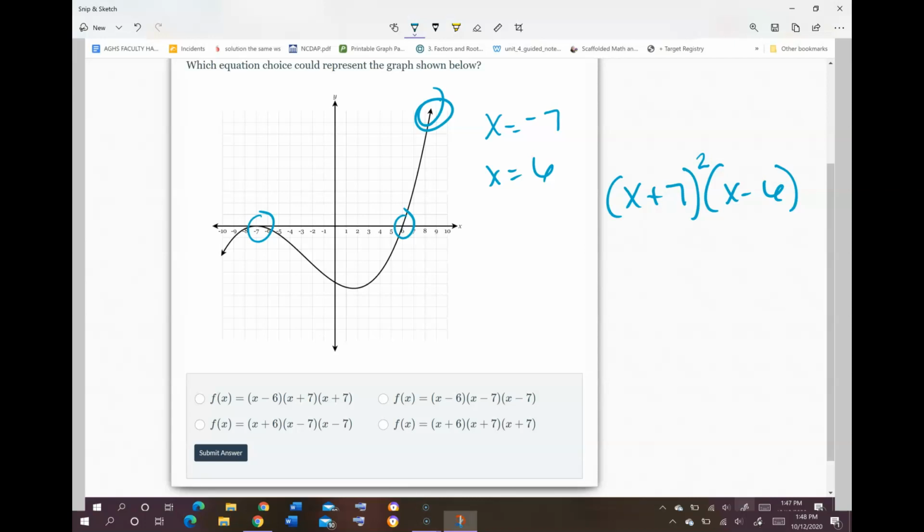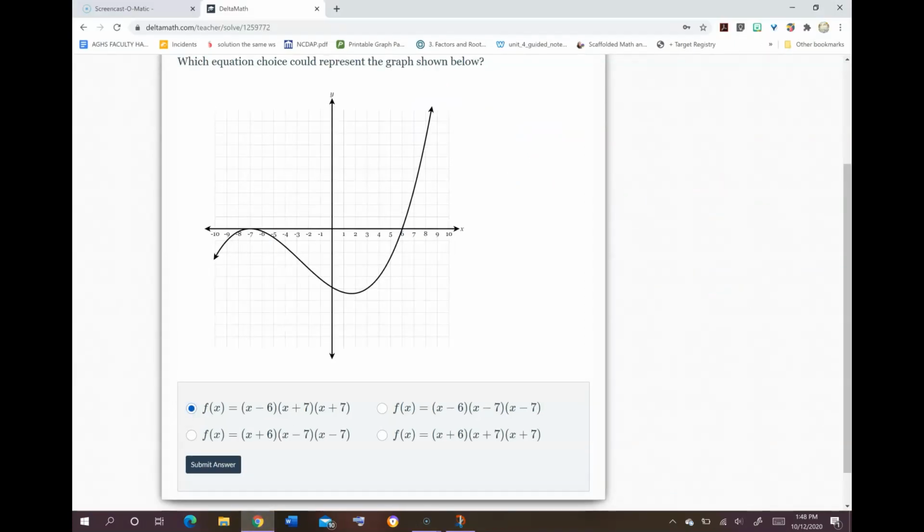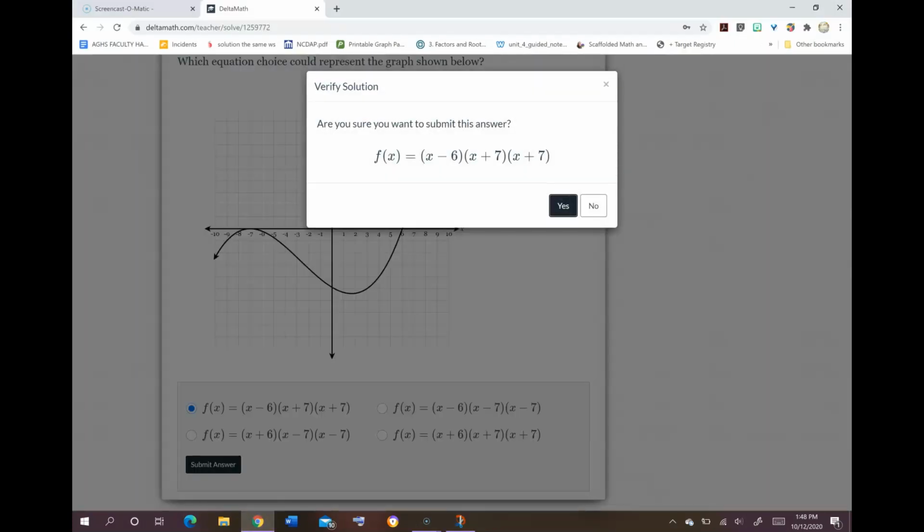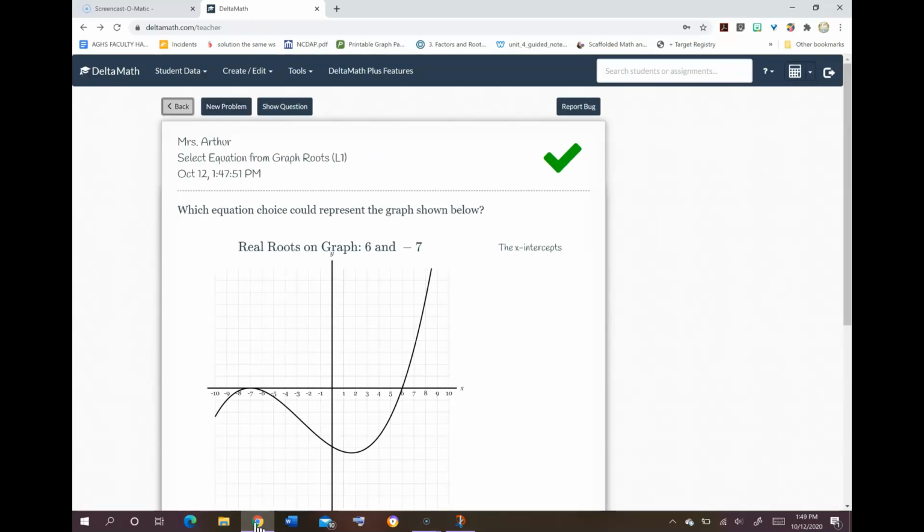But this 2 means there are 2 of these. So I'm going to say x plus 7 times x plus 7 times x minus 6. I know y'all are screaming at home because you already figured out which one it is. It's going to be A. Okay? Go back. It is A. Submit. All right. Let's go to the next section.